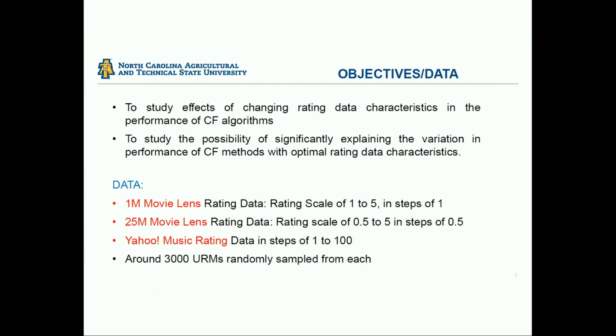So now we are trying to find out whether, with a minimum number of rating data characteristics, we can explain the variation in the performance. For that, we used the 1 million MovieLens data, the 25 million MovieLens rating data, and Yahoo rating data. They had different rating scales, so that we can perform the study across a variety of rating scales. Running the 1 million MovieLens data would be very challenging, so we sampled around 3,000 rating matrices from each, making sure they have different rating data characteristics, and performed the study based on that.